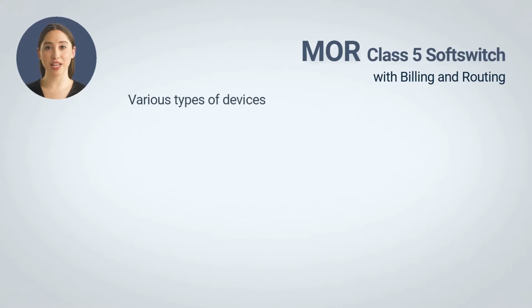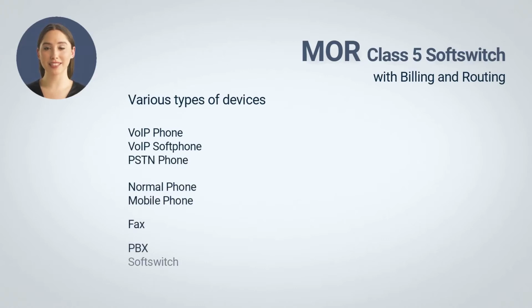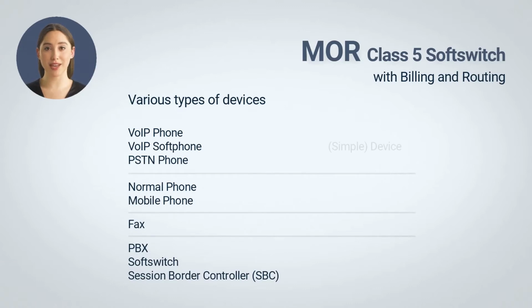As an example, a device can represent VoIP phone, VoIP softphone, PSTN phone, normal phone, mobile phone, fax, PBX, Softswitch, session border controller, and so on. All these real-world devices are grouped and represented in the MOR system in the following way. The device is meant to represent SIP, IAX2, H323, or PSTN devices.